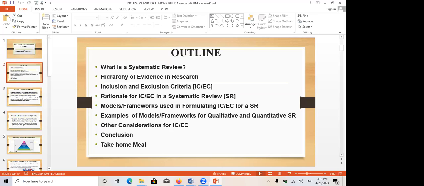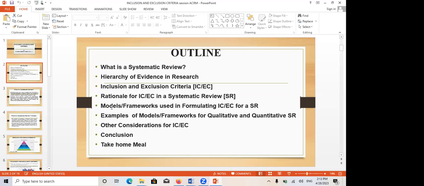Good. Then we will talk about the hierarchy of evidence and research. Where is the systematic review placed on the hierarchy of evidence and research? Then after that, I'm going to talk about the inclusion and exclusion criteria for a systematic review. Then we'll talk about the rationale. Why should we have an inclusion and exclusion criteria in a systematic review? Why can't we just start writing up a review? Why is it compulsory?